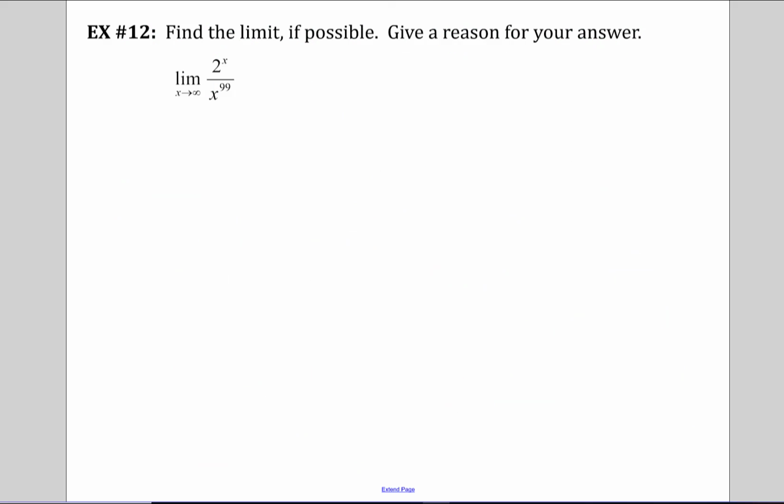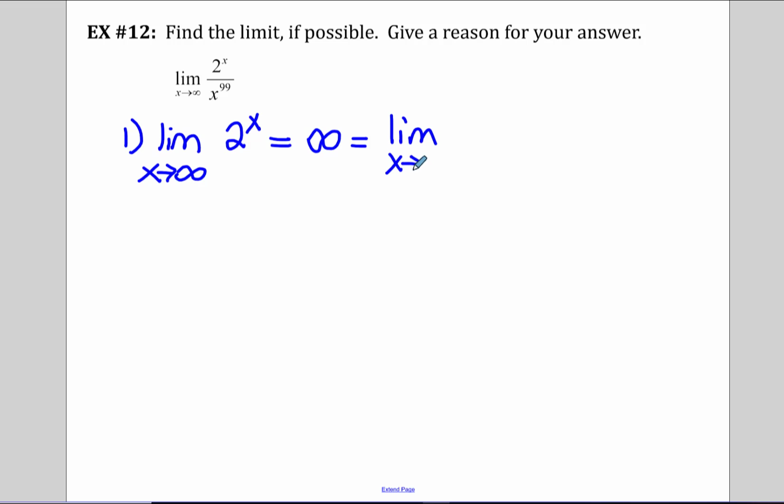And then our last example, we want to find the limit if possible and give a reason for your answer. So this one is a little crazy. If you think about the limit as x goes to infinity of 2 to the x, that's unbounded up. And same thing with our denominator, the limit as x goes to infinity of x to the 99th power is also positive infinity. So we know we have indeterminate form.